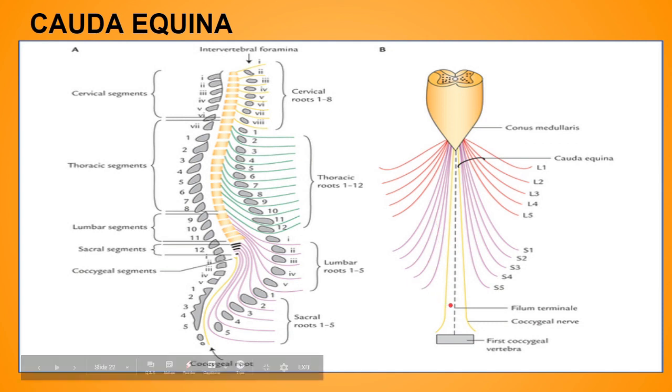This is the filum terminale, this one. Around the filum terminale they form a bunch of nerve fibers, known as the cauda equina, because it resembles the tail of a horse. And the cauda equina consists of the roots of, very important, remember, the lower 4 pairs of lumbar, 5 sacral and 1 coccygeal nerve. Lower 4 pairs of lumbar means L2 to L5, sacral means all 5, and the 1 coccygeal nerve. So this is the end of part 2.